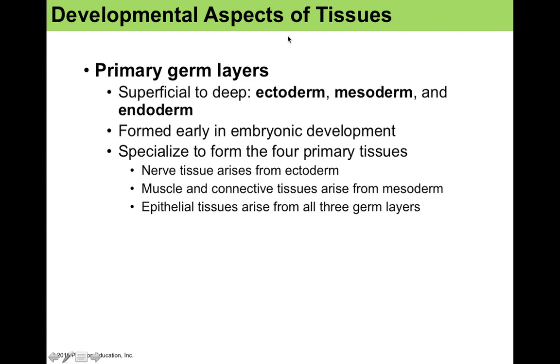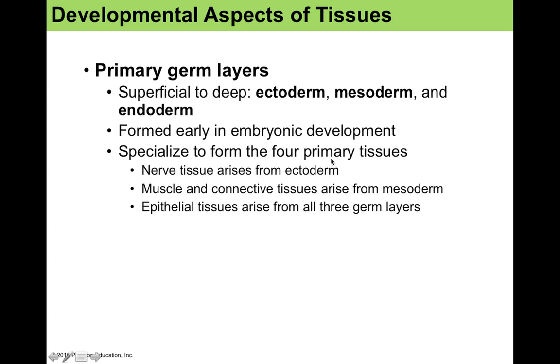Now, in terms of developmental aspects of tissues, it turns out that during development, our tissues are derived from three primary germ layers. And by germ, we mean to give rise to. So these three layers occur early on in embryonic development. We have ectoderm, mesoderm, and endoderm. Ectoderm gives rise to things like your nervous tissue, skin, as well as epithelial appendages like hair, sweat glands, nails, and teeth.